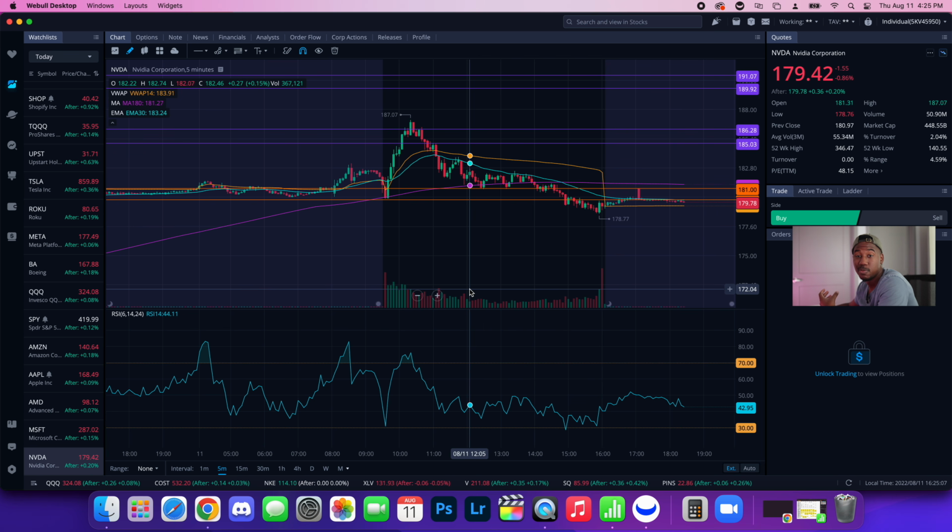Again, that's not an end all be all, but sometimes whenever it becomes overbought, oversold, or it just is running one direction, it's a typical thing to expect it at some point to pull back to the VWAP.